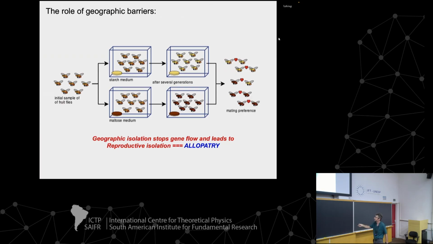So reproductive isolation is my concept of species. This is a very controversial topic, how you define species, but for us, species are groups of individuals that cannot mate. Okay? And this process is called allopatry. It's patria, allopatria, different lands, they are geographically isolated.